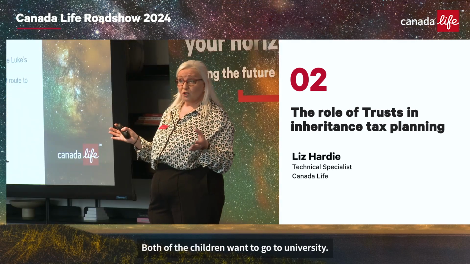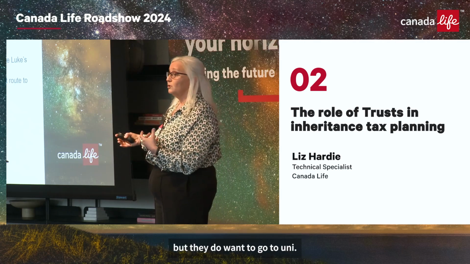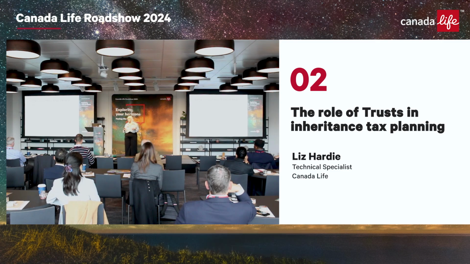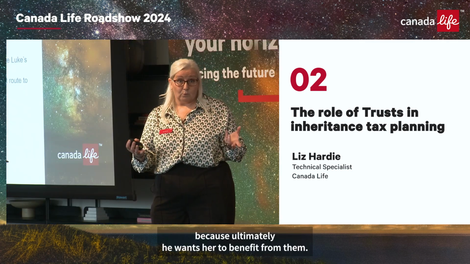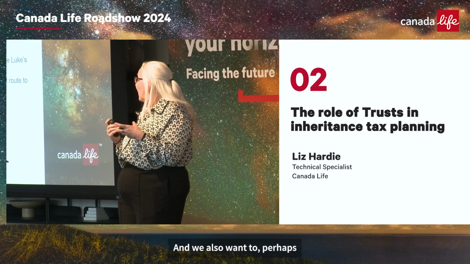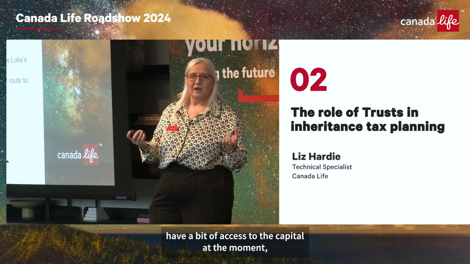Both of the children want to go to university. They're not in private education at the moment, but they do want to go to uni. So we want to find a way of paying for that as well. We want to protect Luke's assets for Grace because ultimately he wants her to benefit from them. And we also want to perhaps have a bit of access to the capital, maybe now or in the future.